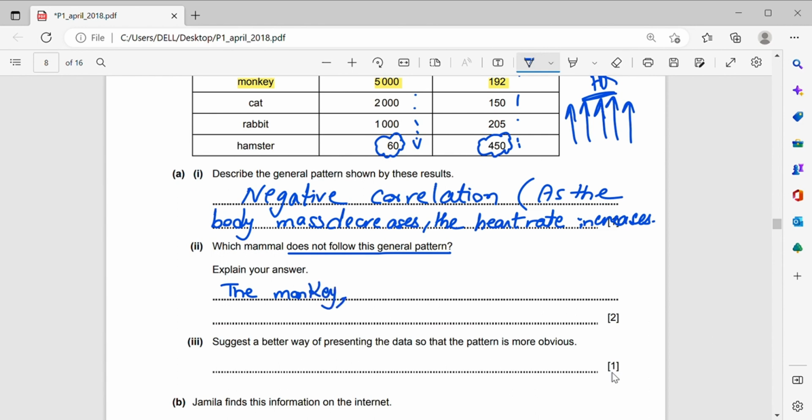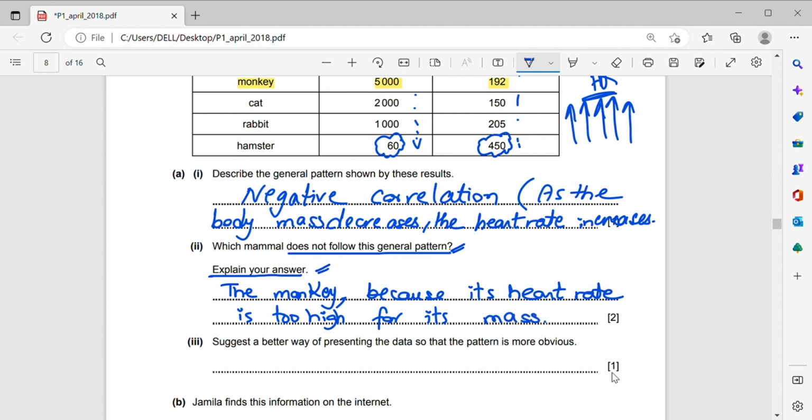This is half of the answer because here it's written explain your answer. So which mammal? The monkey. This is the first part of the question. The second part, explain your answer. Why? Because its heart rate is too high for its mass.